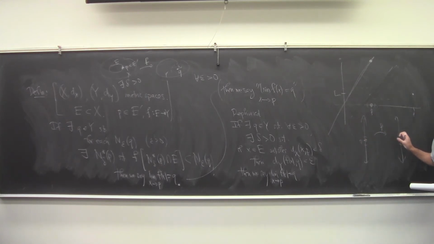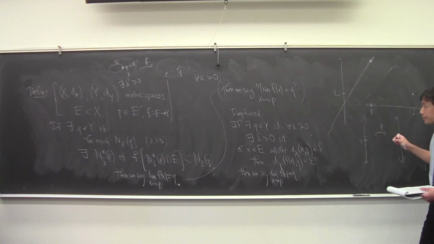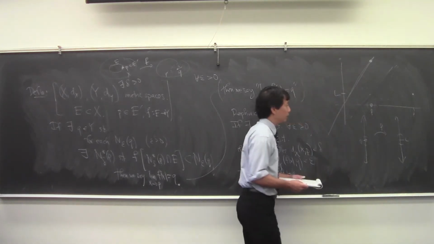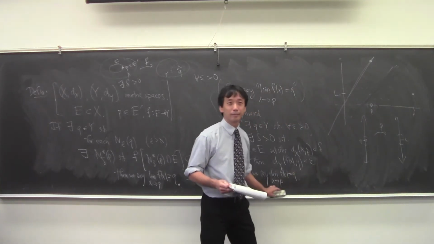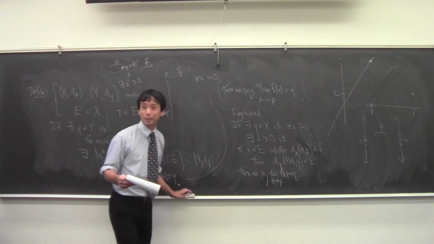Mr. L, that delta will always be a function of epsilon then? That delta depends on the epsilon. As the epsilon changes, the delta will change. Right.